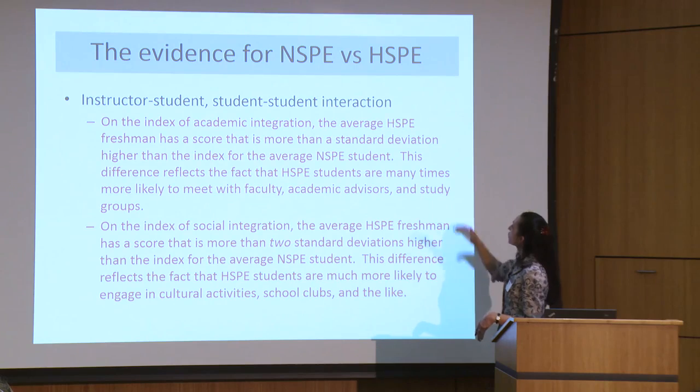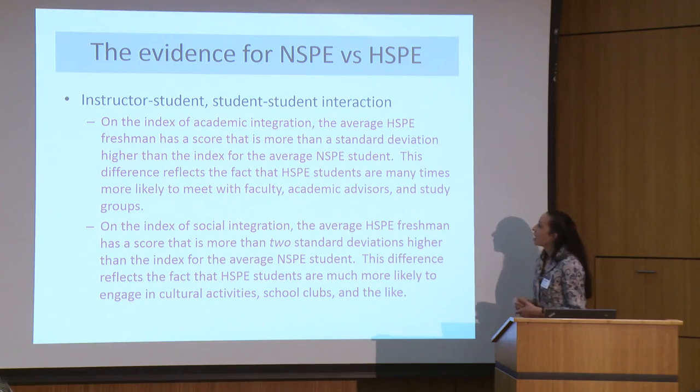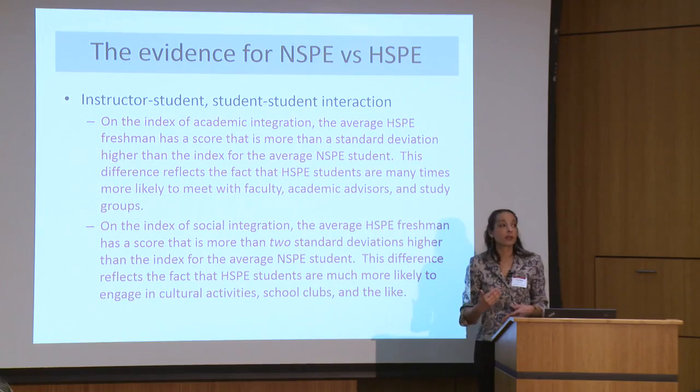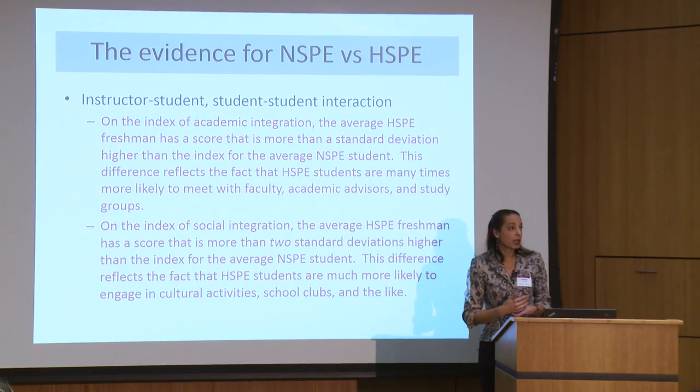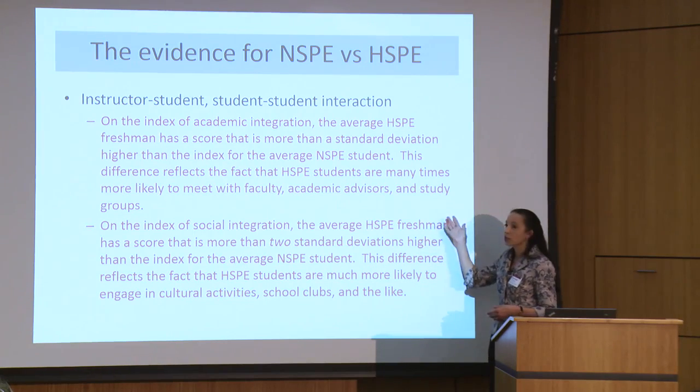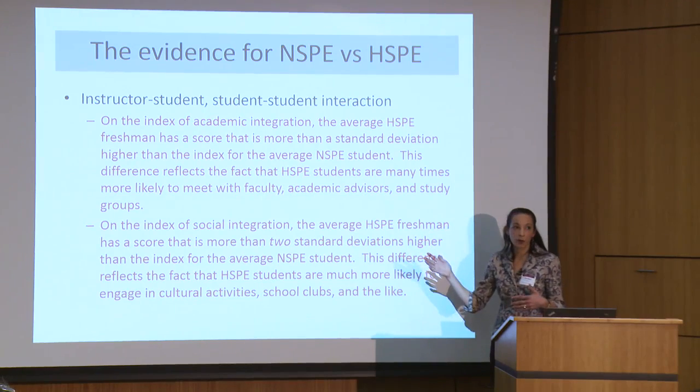So the average student in a highly selective institution has a score on this index that's more than a standard deviation above that of a student in a non-selective institution. And that reflects things like they are many times more likely to meet with faculty, to meet with academic advisors, to have study groups that contain other students, and so forth.